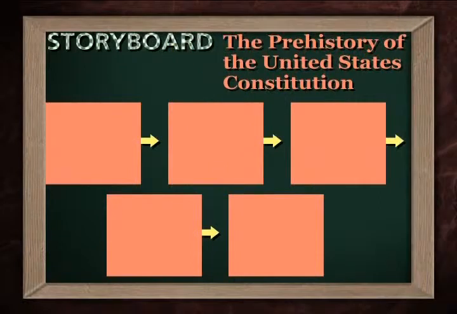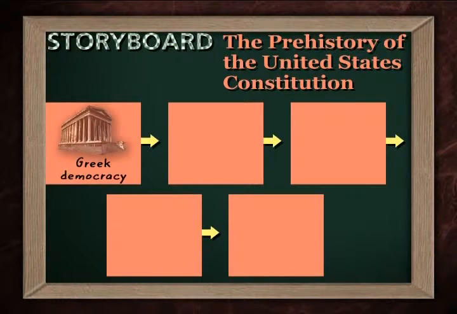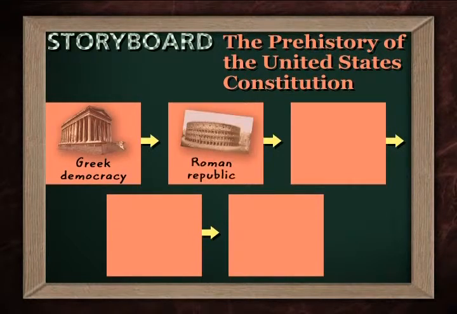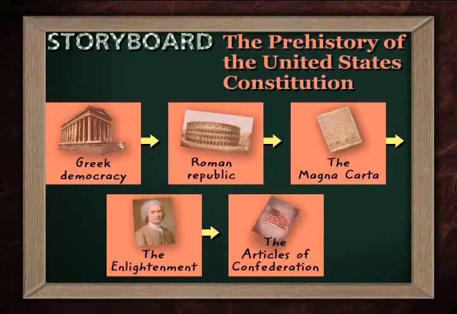Here's my sample storyboard for this essay. You can see that I've chosen 5 of the events, documents, governments, etc., that some historians believe had an influence on the drafting of the United States Constitution. In the first box, I placed Greek democracy. Then I put the Roman Republic in the second box, then the Magna Carta, then the Enlightenment, and finally the Articles of Confederation in the last box.